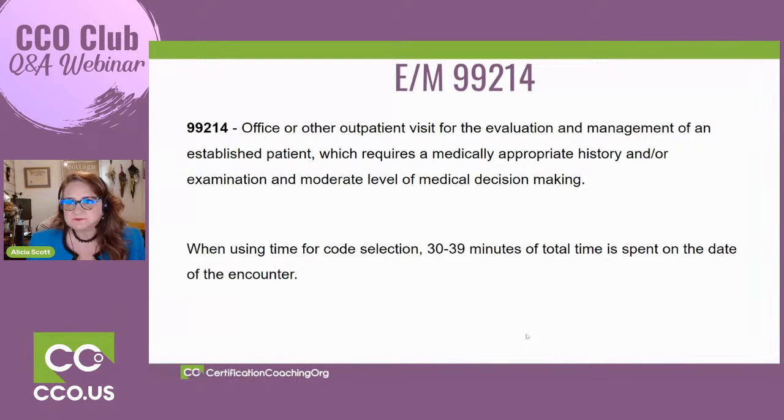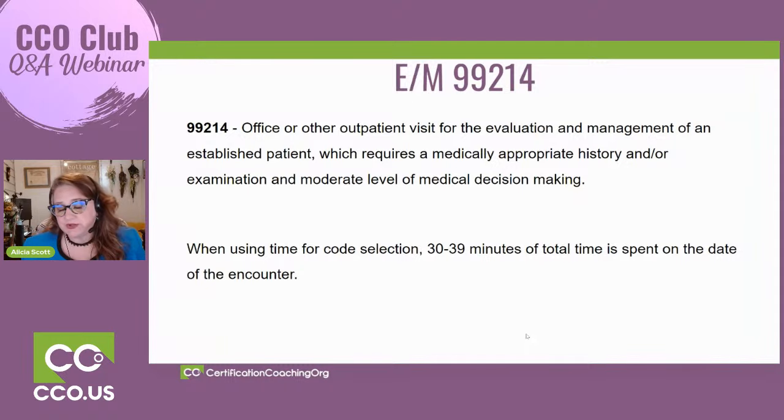So the 99214 is an established patient. It's the office or other outpatient visit. It's for the E&M of an established patient which requires a medically appropriate history and or examination and moderate level of medical decision making. That's the key. Moderate level of medical decision making.